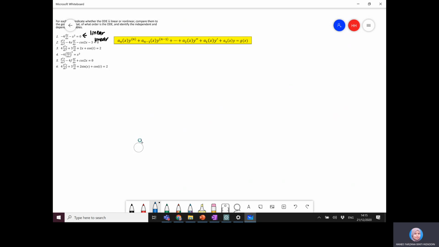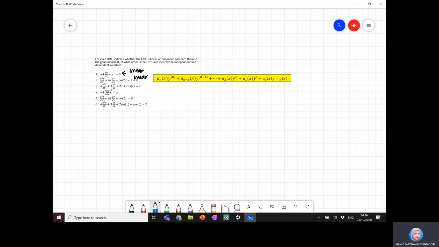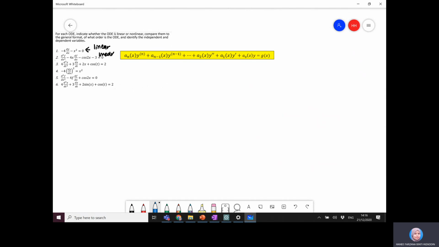Number 4 is negative 4 dy dx squared equals to x squared. From here you can already see that it's nonlinear because this dy dx term is raised to the power of 2. You don't even have to compare with the standard form because you're never going to get it. So just bye-bye, nonlinear. Next one is number 5, example 5.